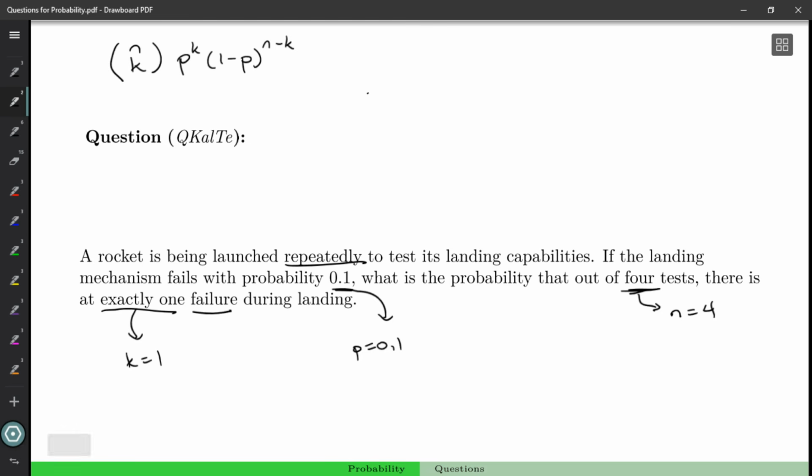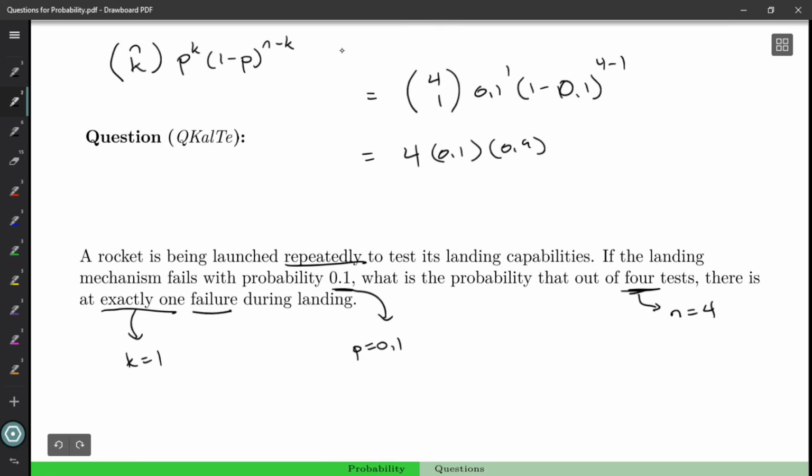Okay, so now we've got the 3 numbers we need. We can put it all together: 4 choose 1, p to the k times 1 minus p to the n minus k. So we've successfully put our numbers into the formula. Now we can clean up. 4 choose 1 is 4. Anything to the power 1 is just itself. 1 minus 0.1 is 0.9, and 4 minus 1 is 3.